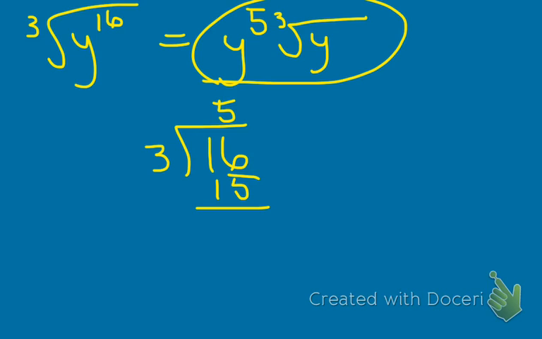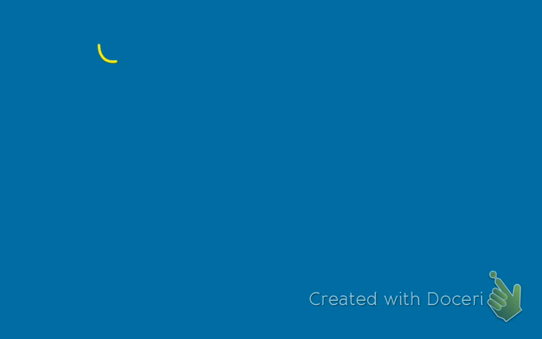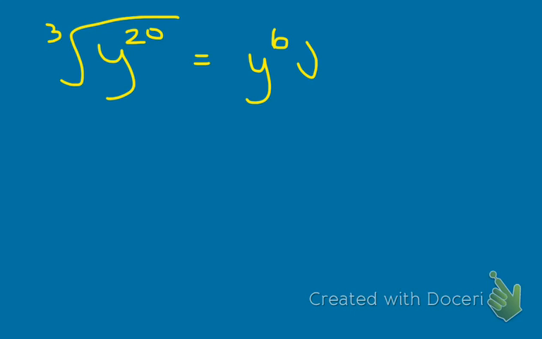Because the cube ones are a little harder, let's do a little bit more. Let's do y to the 20th, cube root. Okay, let's see. 3 goes into 20 6 times. So y to the 6th, and that's 2 left over. So then y squared. Very good. Yay! I got these.